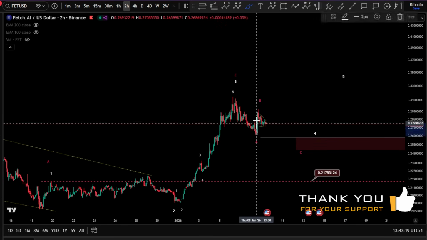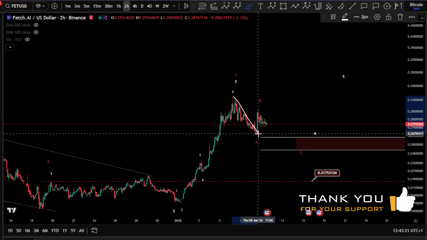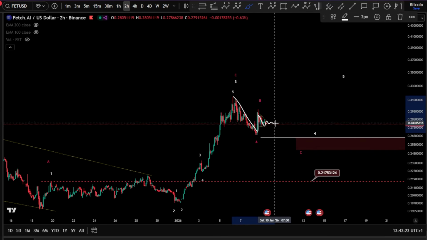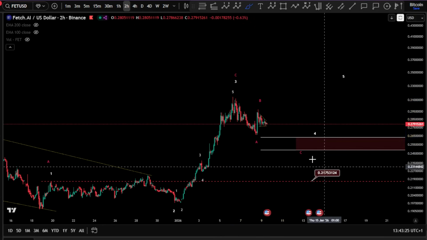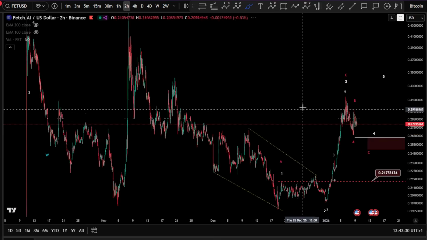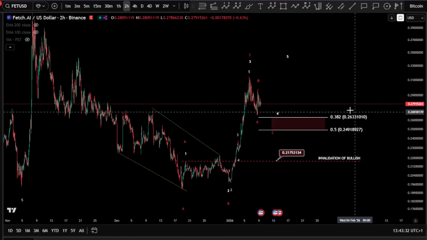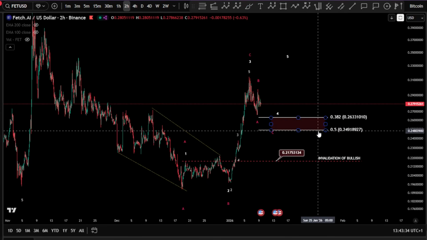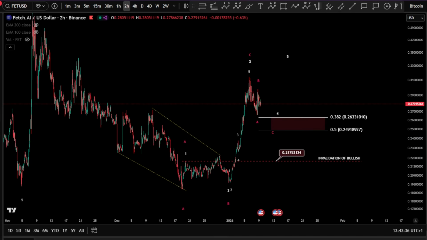So I'm expecting, of course, an A, a B, as a triangle, and then pushing for a wave C toward the downside. So A, B, C, D, and E, and then continuation, of course, towards this red zone to reach the 0.26, 0.25 dollar for FET as well, guys.